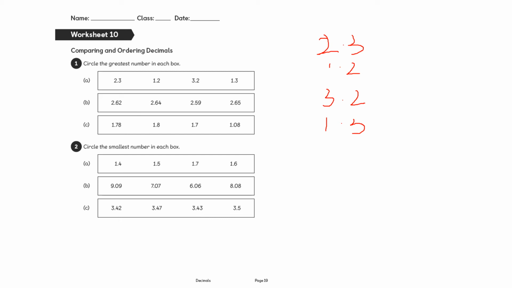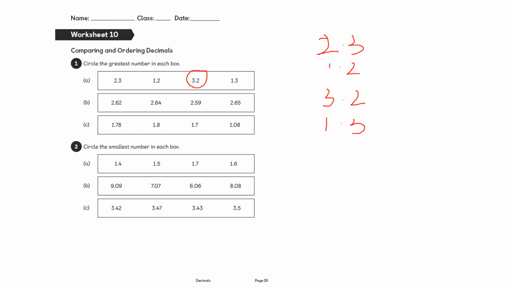Right, let's have a look. So which column am I going to compare first? Yeah, you're right, it is the ones column. So let's have a look at the ones column. I can see that the 3 is the one that has the most ones. Let's go back to my question. Circle the greatest number in each box. So I can see that this one here is my greatest number. So I'm going to get my pen and I'm going to circle my greatest number, my biggest number.